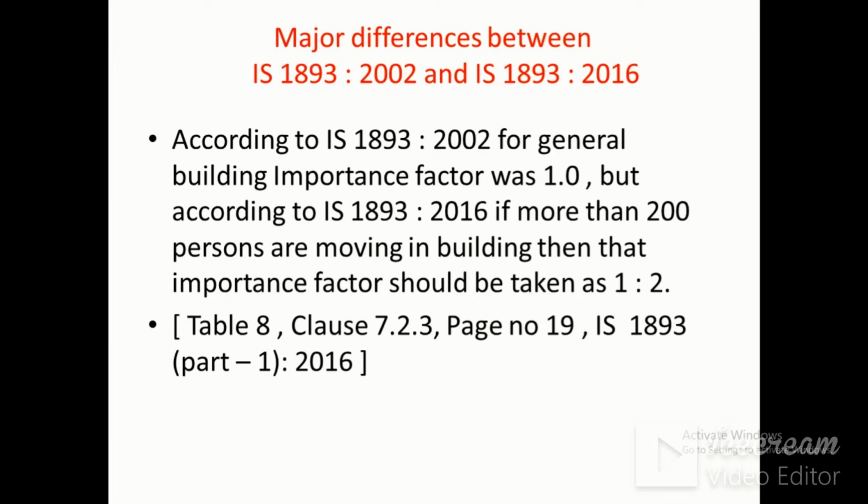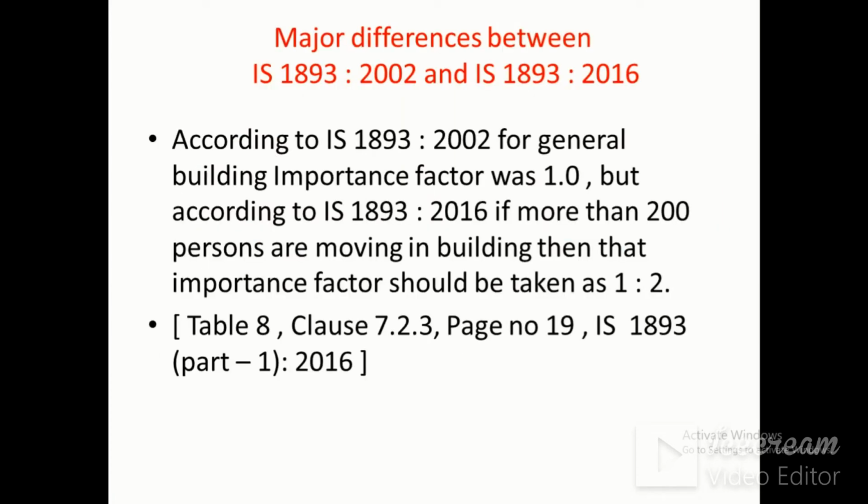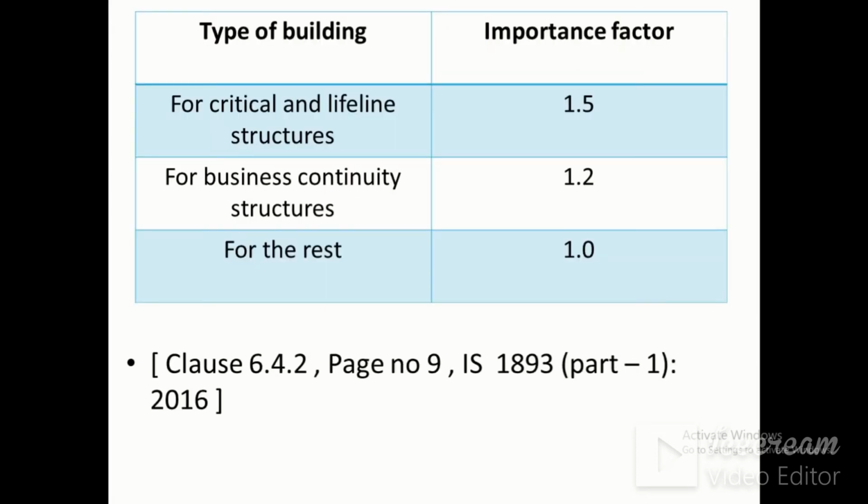Now the major difference between IS 1893 2002 and IS 1893 2016: according to IS 1893 2002, for a general building the importance factor was 1, but according to IS 1893 2016, if more than 200 persons are moving in a building, then the importance factor should be taken as 1.2. This is in IS 1893 2016, table 8, clause 7.2.3, page number 19. There are many other changes, but this is the major change between IS 1893 2002 and IS 1893 2016.